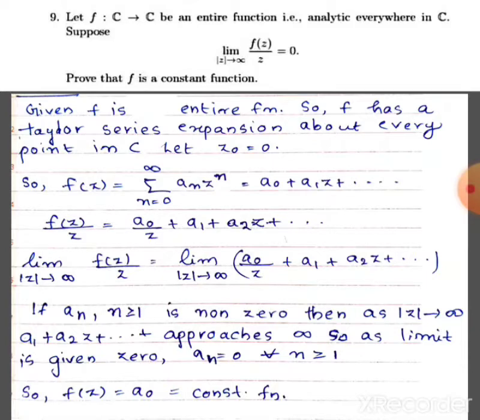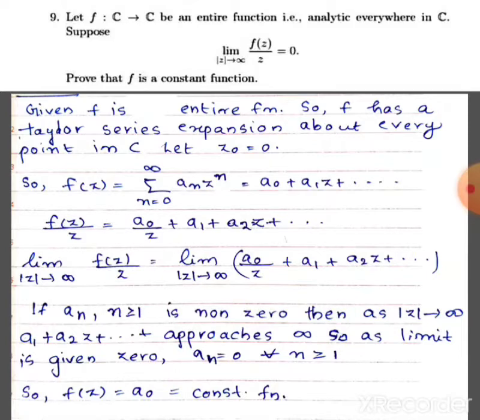Let's discuss the question. f is an entire function from the complex plane to itself, and an entire function means it is an analytic function everywhere on the complex plane. An additional condition is given: the limit as mod z tends to infinity of f(z)/z is equal to 0. So what we have to prove is that f is a constant function.